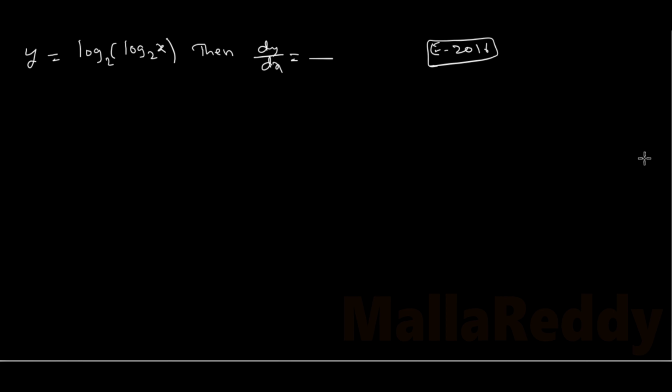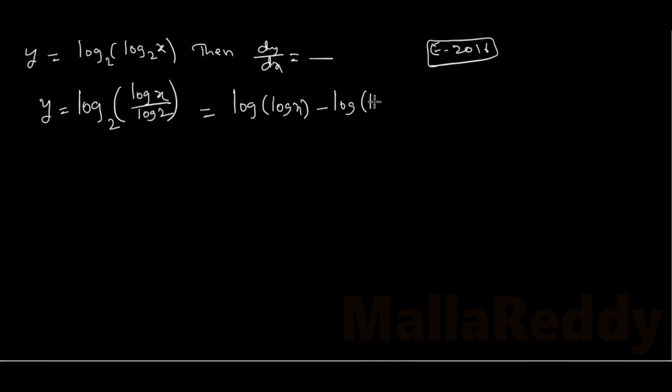If y is equal to log of log x base 2, whole base 2, then dy by dx is equal to dash. Here y is equal to log of log x base 2, which is written as log x by log 2, base 2. So it is in the form of log m by n. This is written as log of log x minus log of log 2, whole by log 2. So this is y.